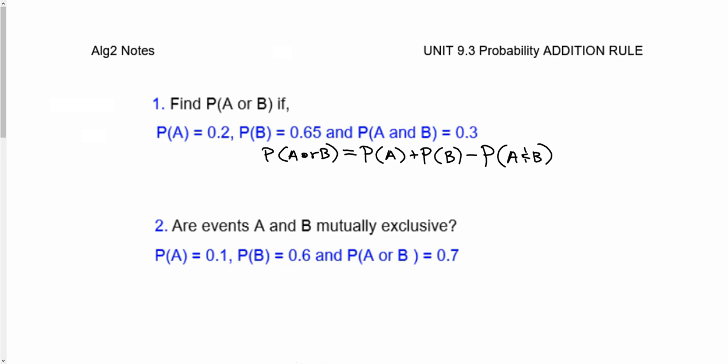So let's plug in what we know. Do I know the probability of A or B? Actually, I don't, because if I did, it would have said A or B equals this. I don't see an A or B right here in the blue. So I don't know that one. So that one stays. Probability of A or B. Do I know the probability of just A? 0.2. Probability of just B? 0.65. Do I know the probability of both A and B? 0.3.